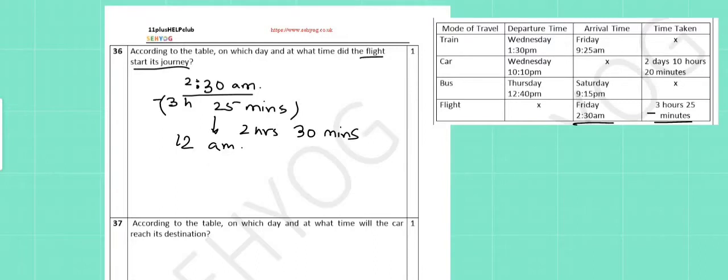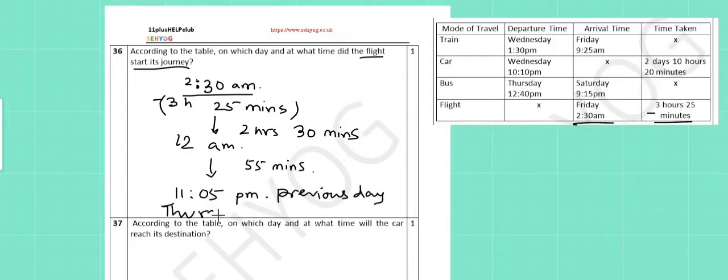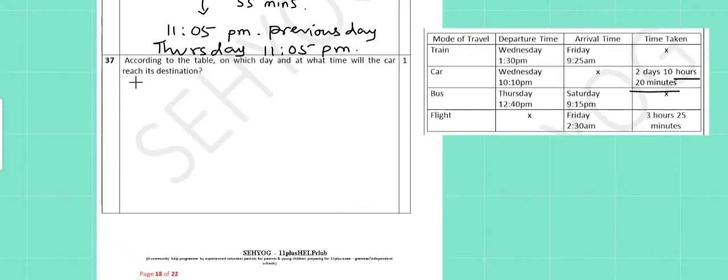And now what else do we need to subtract to reach 3 hours 25 minutes of subtraction? So, we have to subtract 55 minutes more. So, from 12 o'clock we are going back 55 minutes more, that gives us 11:05 p.m., that is 5 past 11 o'clock at night on Thursday.